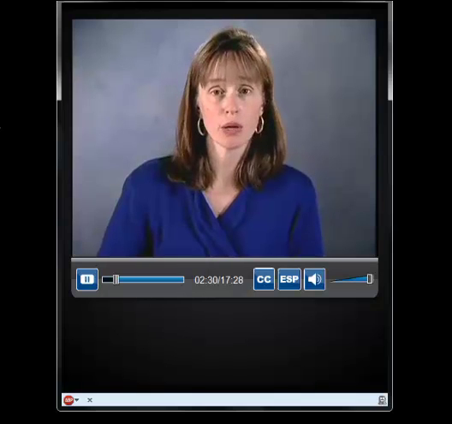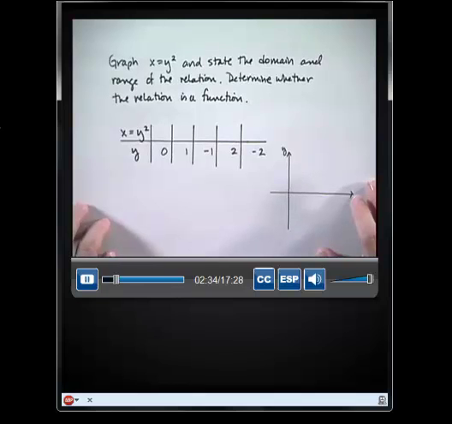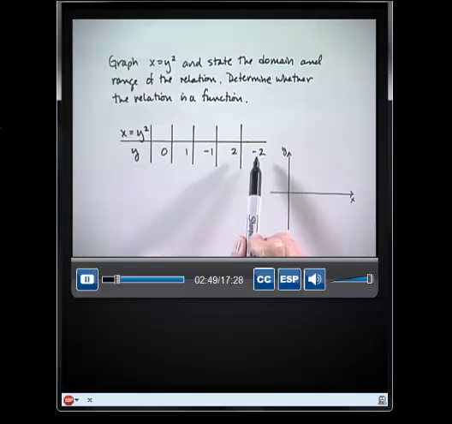I'd like you to try one of these. Here's what I want you to do. I want you to graph x equals y squared and state the domain and range of this relation. Determine whether this relation is a function using what you know about functions. And I've given you part of a table to use, including in the table the y coordinates, and I want you to find the x's and then draw a graph. Pause the video while you work this problem and then restart it when you're ready to check your work.